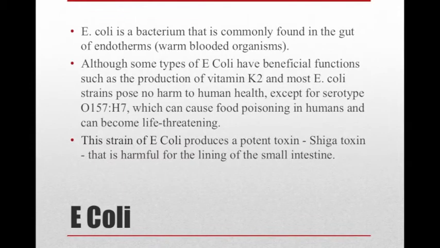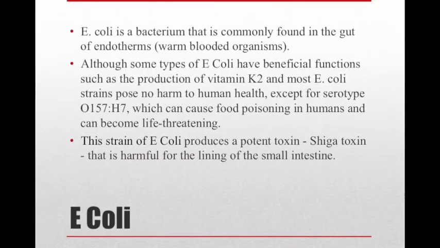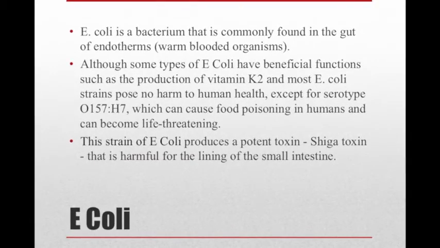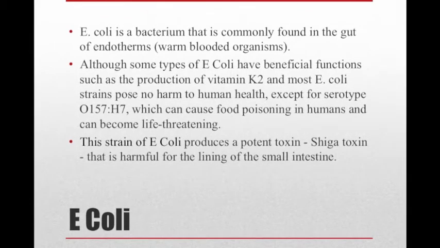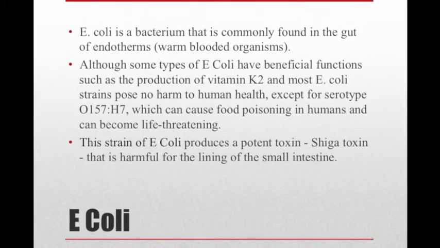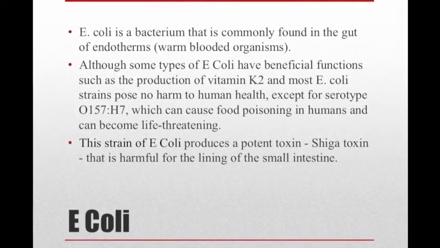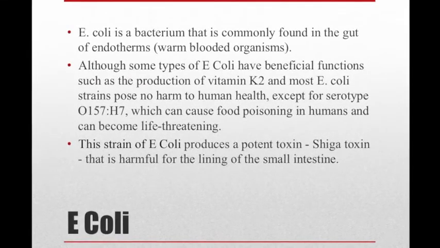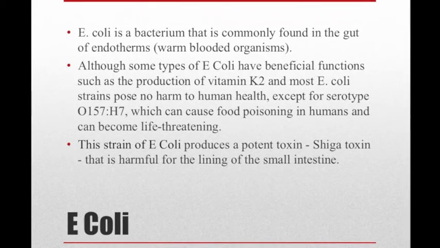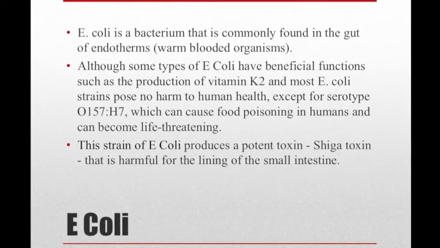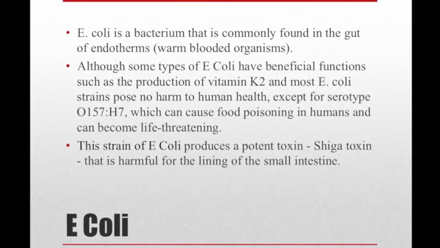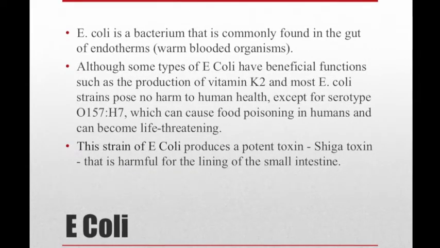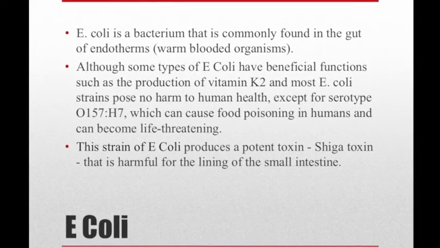E. coli is a bacterium that is commonly found in the gut of endotherms, which are warm-blooded organisms. Although some types of E. coli have beneficial functions, such as the production of vitamin K2, and most E. coli strains pose no harm to human health, the serotype O157:H7 can cause food poisoning in humans and can become life-threatening. This strain of E. coli produces a potent toxin, Shiga toxin, that is harmful for the lining of the small intestine.